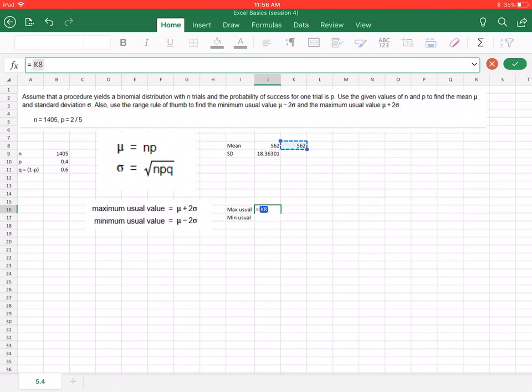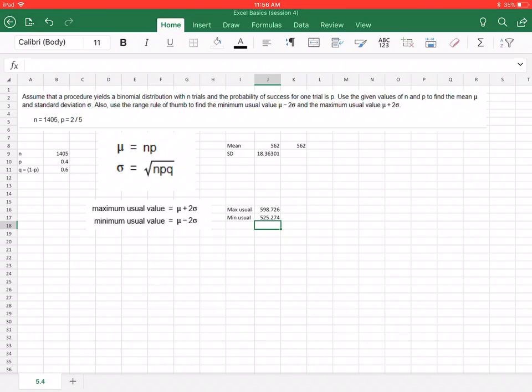So the mean equals the mean plus 2 asterisk. Because there's only 2 values, I'm only going to do the asterisk instead of using product, and times the standard deviation, and just click enter. And then you're going to do the same thing again, except you're going to use minus instead of plus 2 times standard deviation, hit enter, and there is your maximum value and your minimum value.